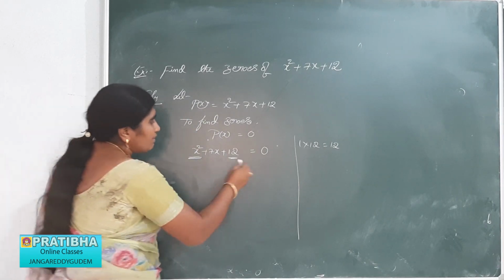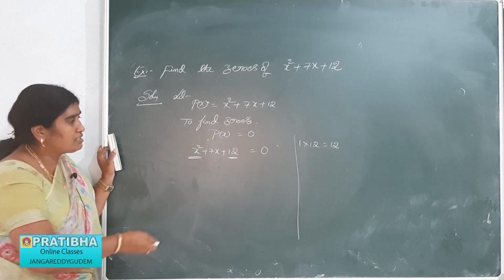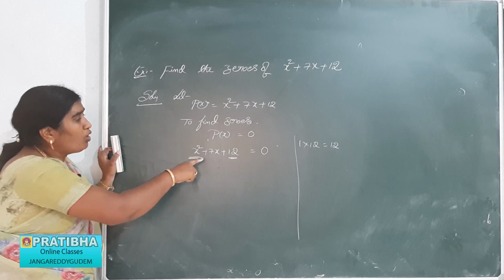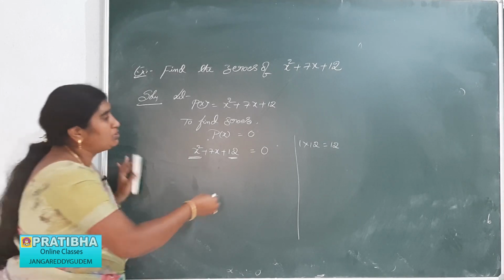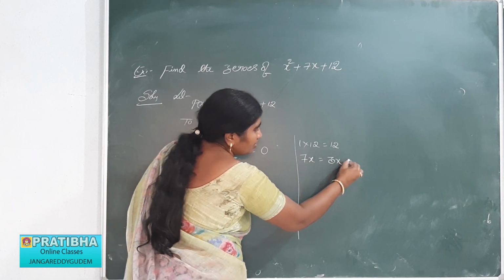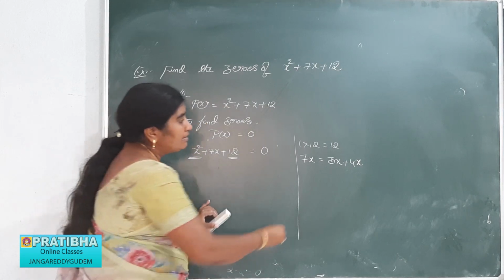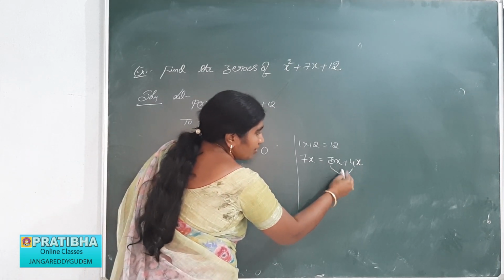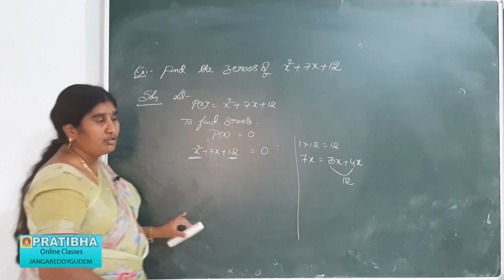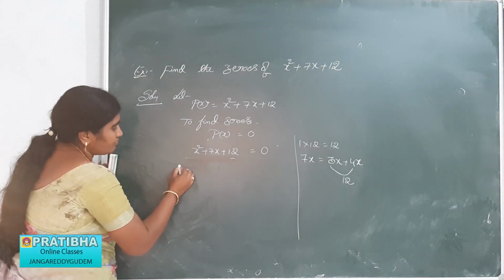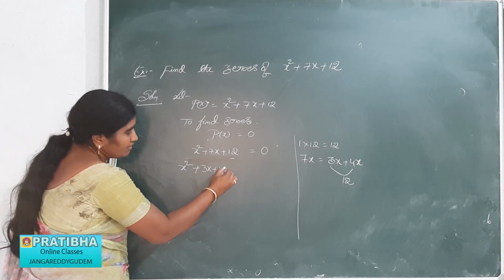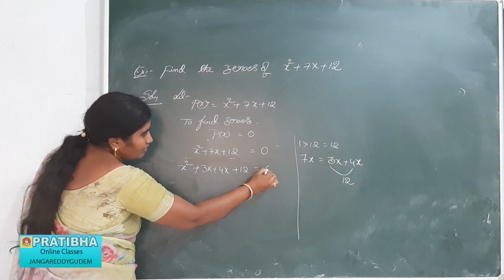Now, 7x can be written as the sum of two terms such that the product of their coefficients equal to 12. Now, x square plus 7x can be written as 3x plus 4x plus 12 equal to 0.